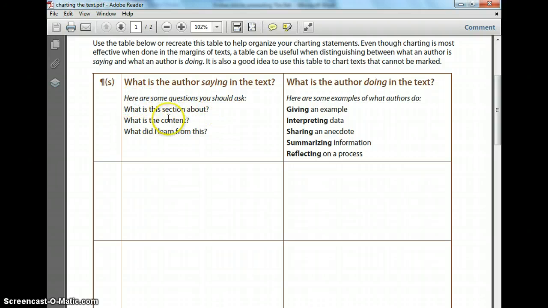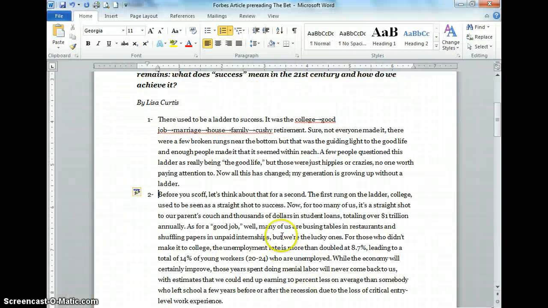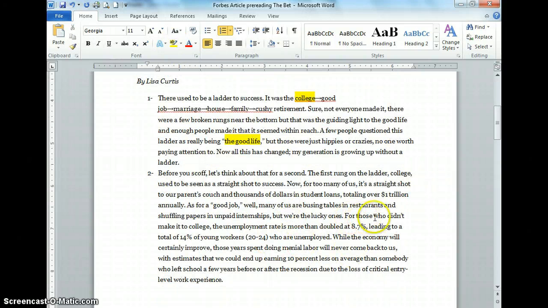Here are some questions you need to ask. What is the section about? Paragraph 1 and 2. What is it about? What is the content? And what did you learn from this? You should put one sentence in this box. So going back to read paragraphs 1 and 2, we know that it's about college. We know that it's about success. We know that it's about the good life. And we know that it's about people having kind of a change in success. Unemployment rates are discussed. Doing this pretty quickly because it's the end of the day and I'm getting ready to go home. So I'm just trying to get as many little ones in here as I can. They talk about the economy.